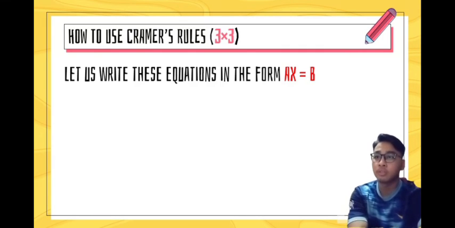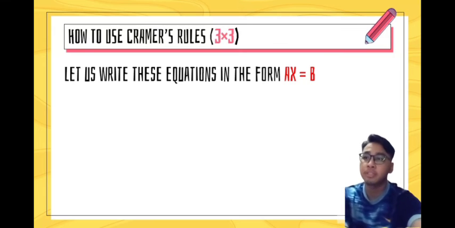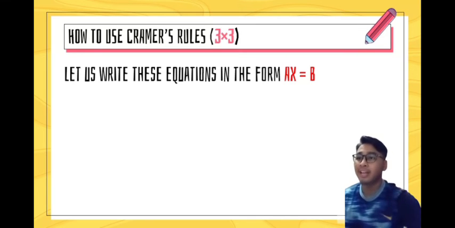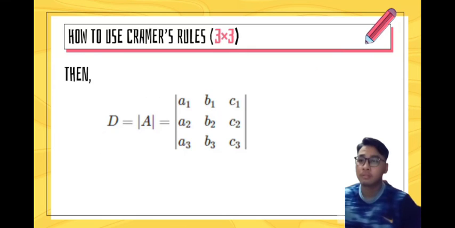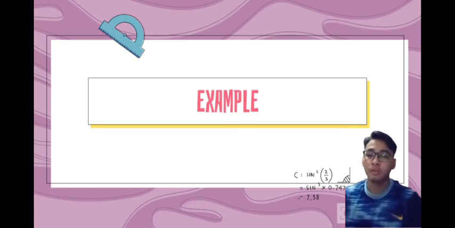How to use Cramer's rule? 3 times 3. Let us write this equation in the form AX equals B. This is the example or the formula for Cramer's rule. Now, let's do some exercise.